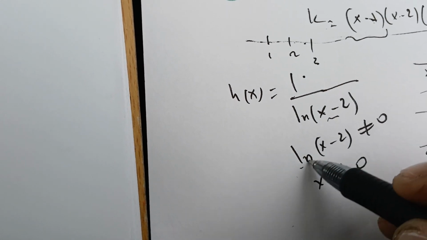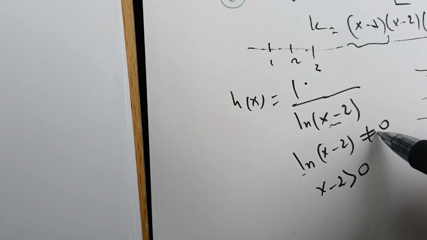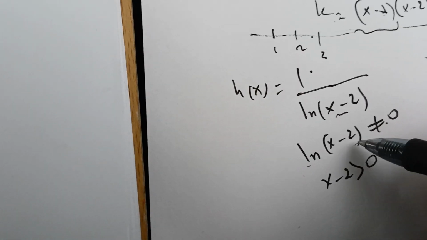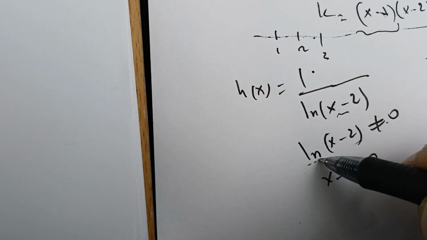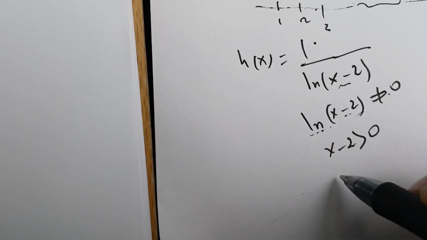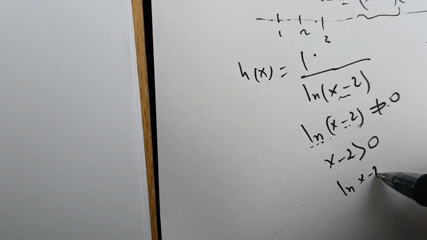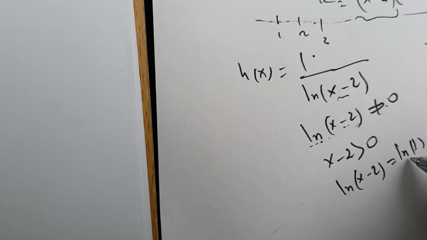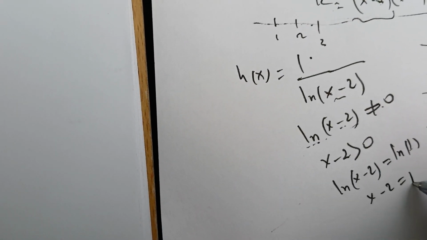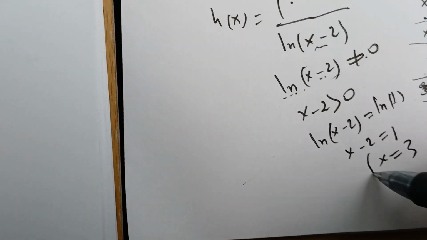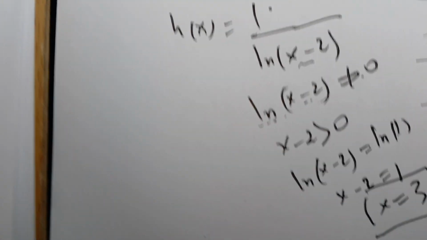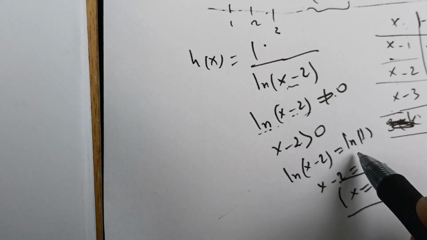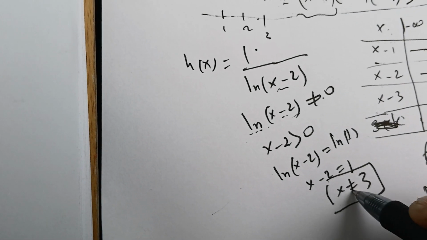So what are the values that would make this one different from 0? In another way, what are the values of x that would make ln of x minus 2 equal 0? Let's solve that. Ln of x minus 2 is ln of 1. Ln of 1 is 0. So that means x minus 2 is 1. That means x is 3. So x is 3. Now, to avoid this, I need to have x different from 3.